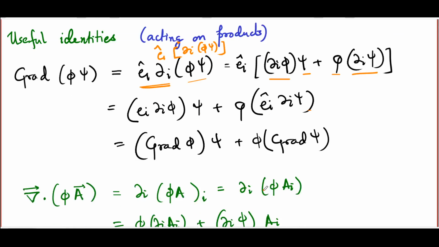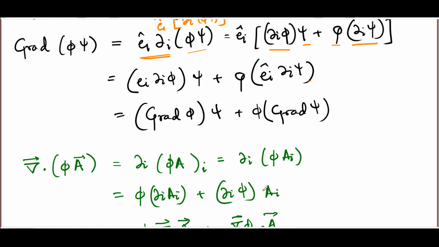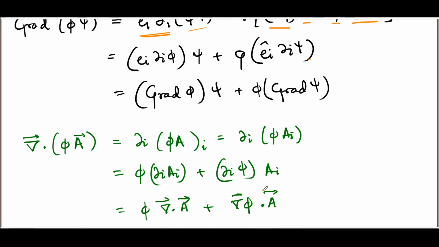One more product identity. Divergence of the product of a scalar and a vector. Divergence of phi times a vector. That in our notation is simply del_i acting on phi times the vector's ith component.